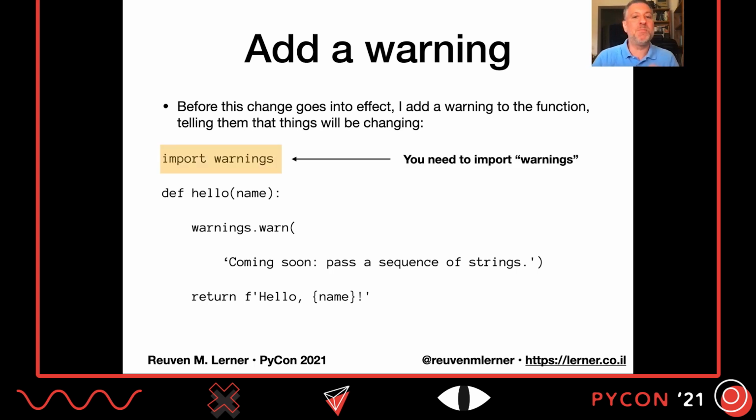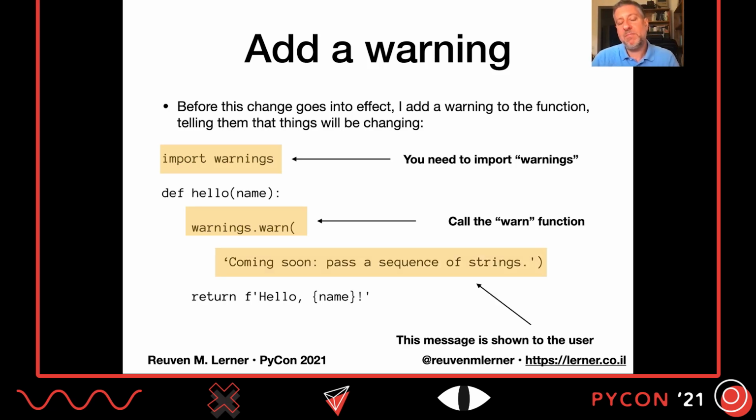Well, first of all, I have to import warnings. It's not in built-ins. In the PEP, they actually say that this was considered, but they decided that developers can deal with a little bit of importing. So import warnings, and then I'm going to call the function warnings.warn. That is sort of the equivalent of raise. That's how we indicate that something has gone wrong. And we pass an argument there, a string indicating what message we want to show to the user.